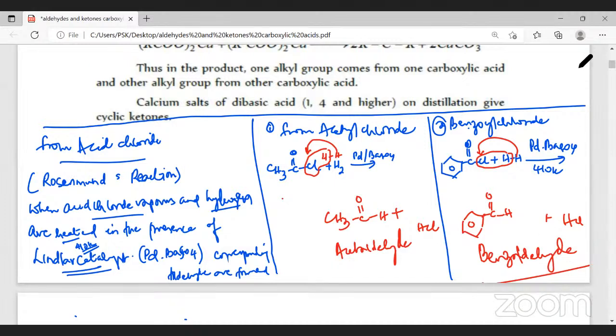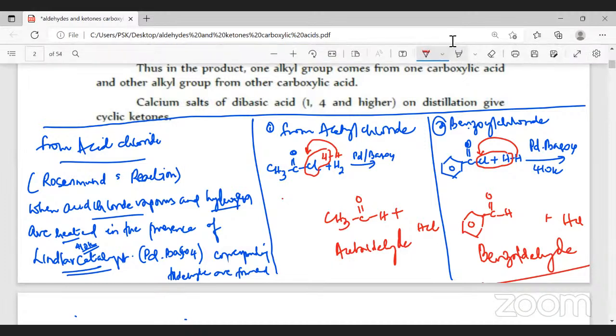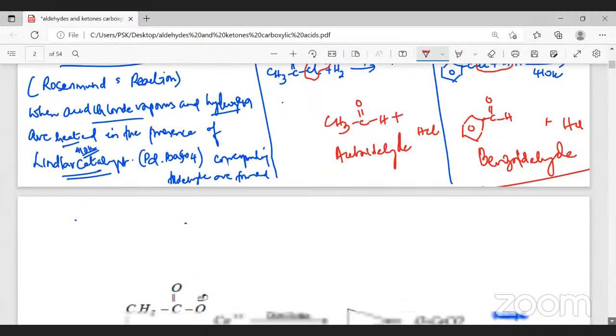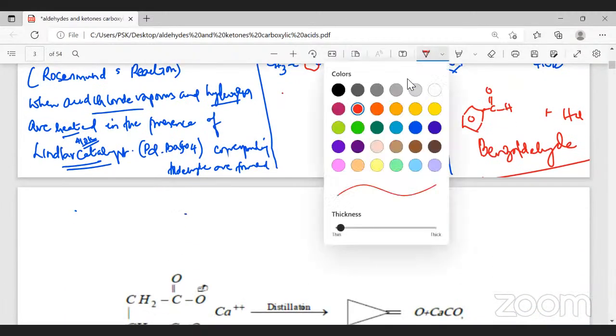Are you following? Yes, sir. Now, two or three more methods we'll see, and we'll stop for today.